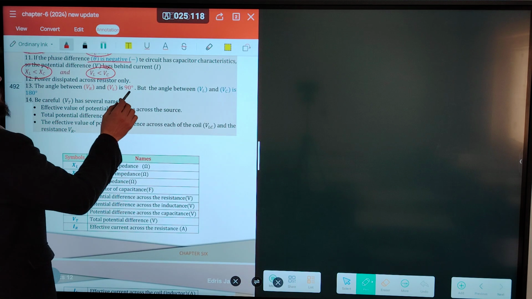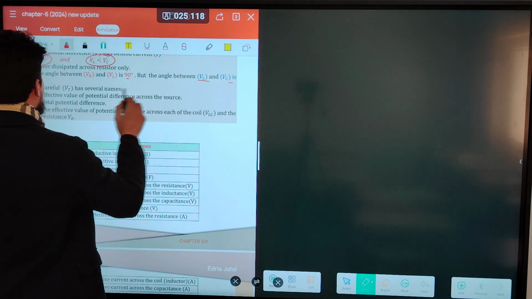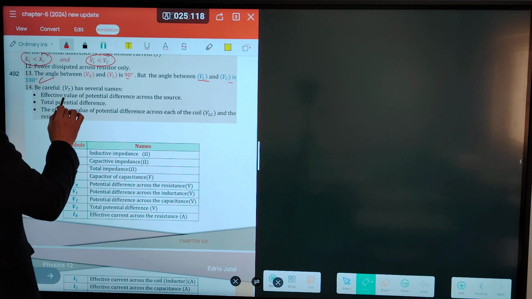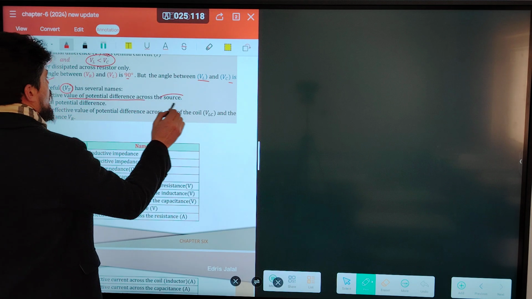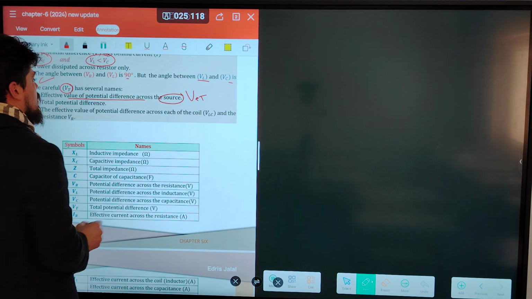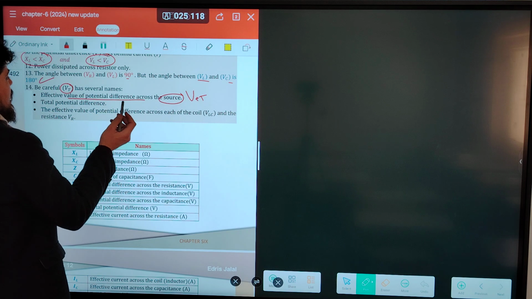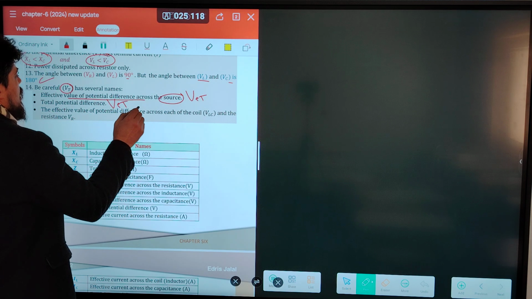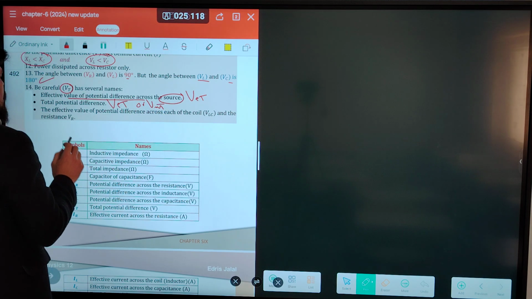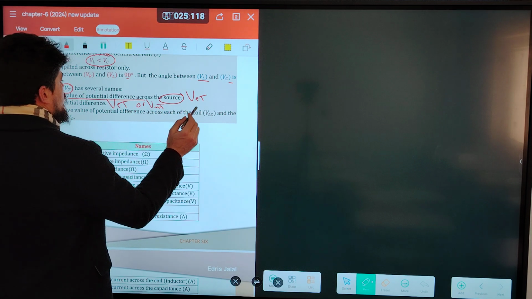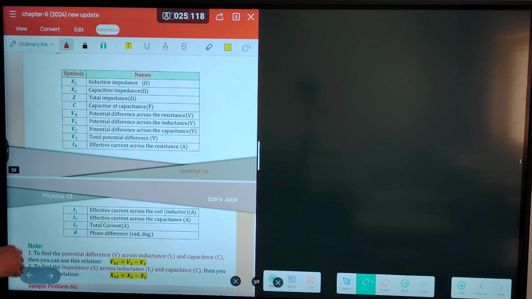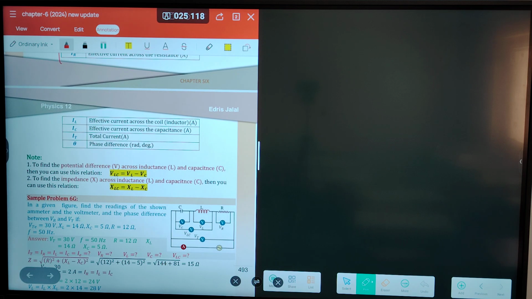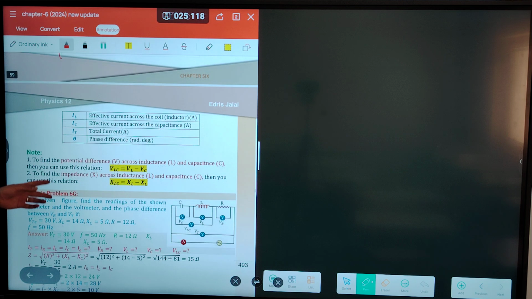So the angle between VR and VL is 90, but between VL and VC it is 180. So be careful, V total has several names, like effective value of the potential difference across the source. What do you mean by this? VE total: total potential difference, maximum or effective, VE total or VM total. The effective value of the potential difference across each of the coil and resistance is not VE total. So these are the symbols and the names for XL, XC, and these names and symbols are very important to recognize the question.